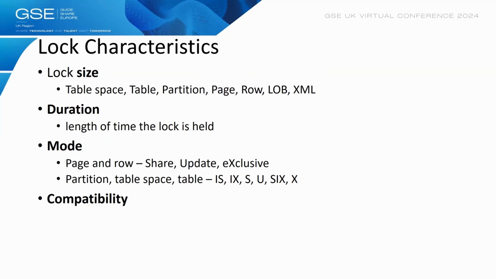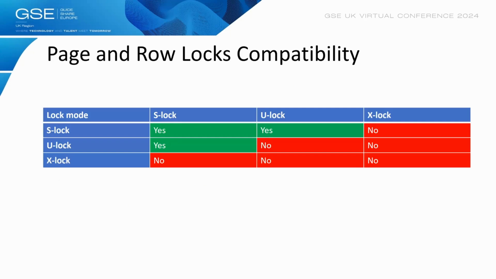And there is some compatibility, which I have on this slide. Just an example for those page and row locks. So we have these three locks S, U, and X, and you can see this compatibility matrix. So if I have a transaction that has an S lock and I have another transaction that wants to acquire an S lock, the shared lock, it's allowed. But if I have a transaction that wants an exclusive lock, this is not allowed. Okay, so it's not compatible.